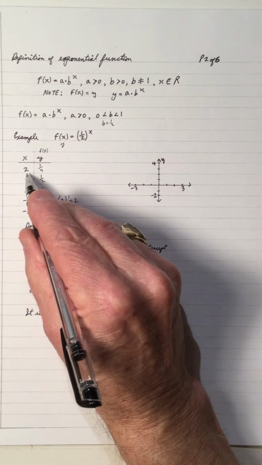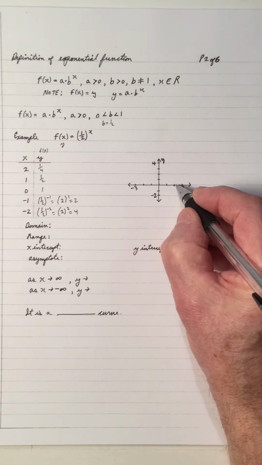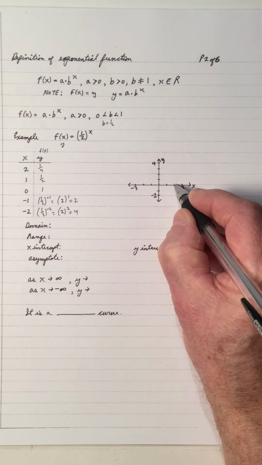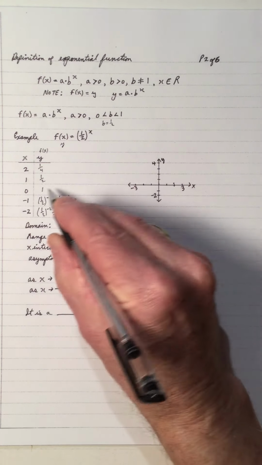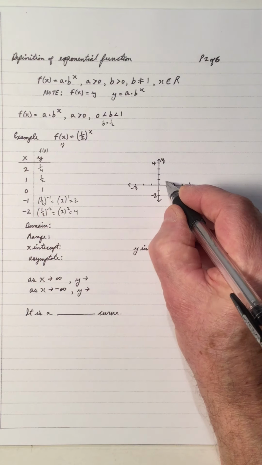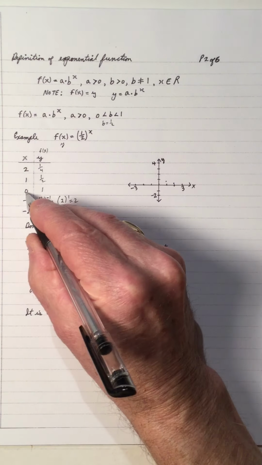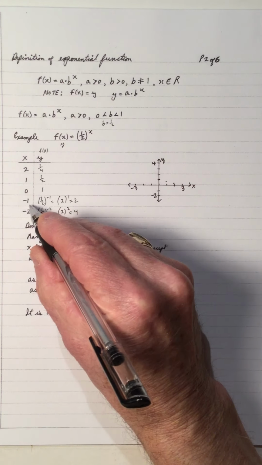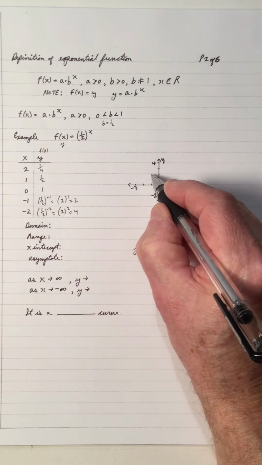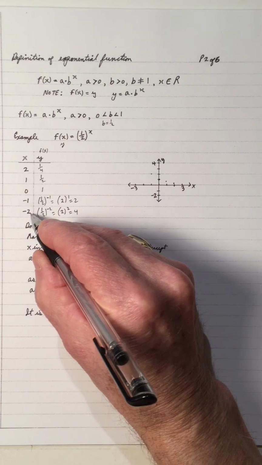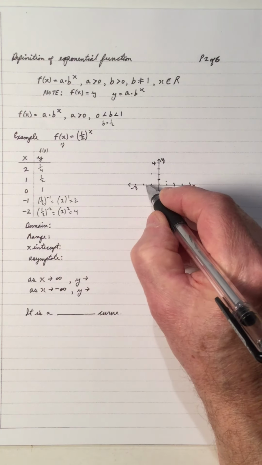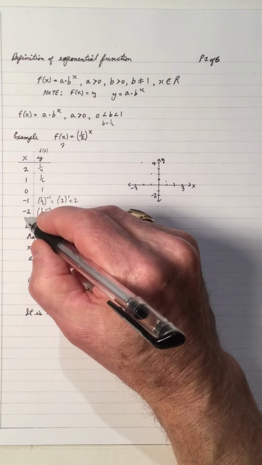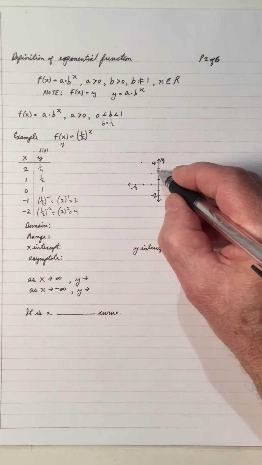So let's plot those points. This is the x-axis, that's the y-axis. X is 2, y is 1/4. X is 1, y is a half. X is 0, y is 1. X is negative 1, y is 2. X is negative 2, y is 4. And you can see that I selected just these values of x, but I could select any values of x.